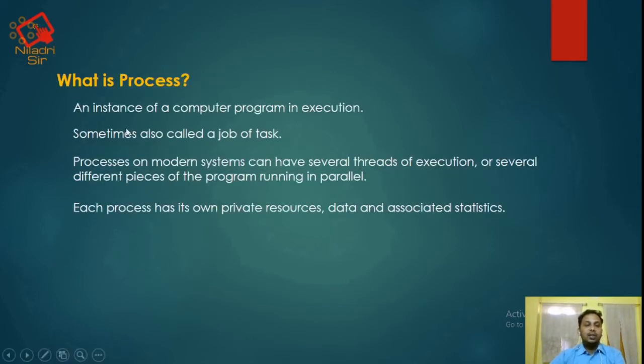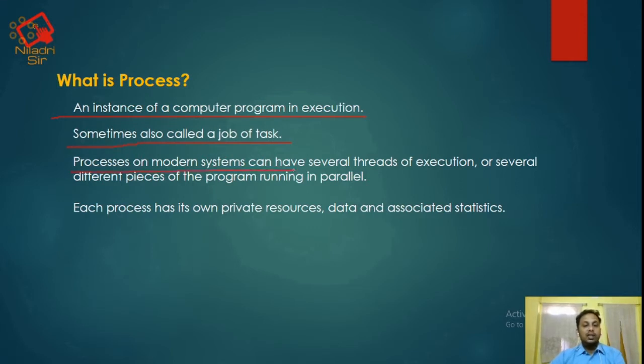So what is a process? A process is an instance of a computer program in execution. As you know, all the programs reside in secondary memory. When we want to execute any program, it comes to the primary memory, and then it is called a process. Sometimes it is also called a job or task. Why is it called a job or task? When you want to execute any job, that program is called a process.